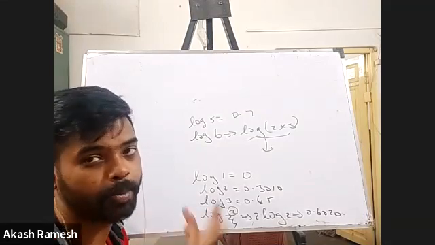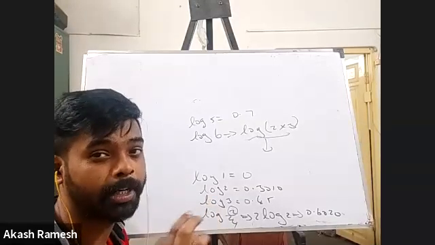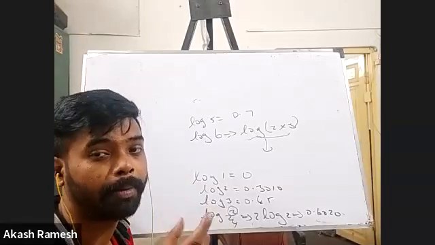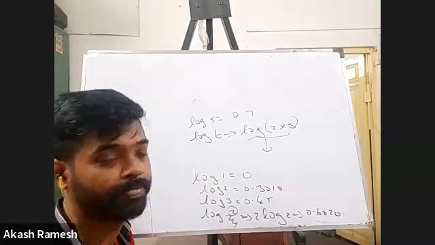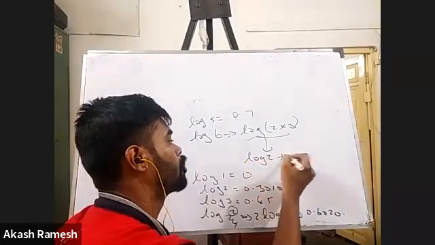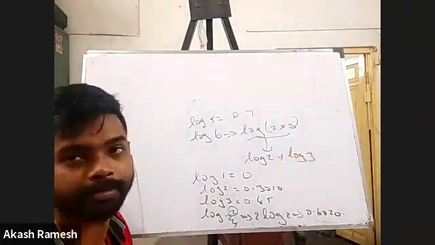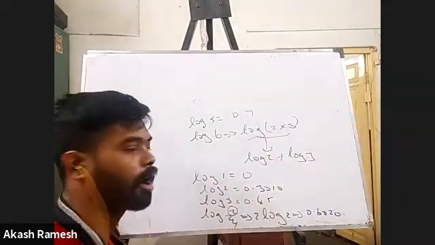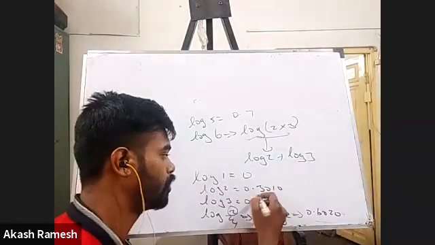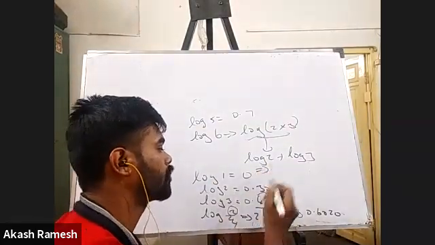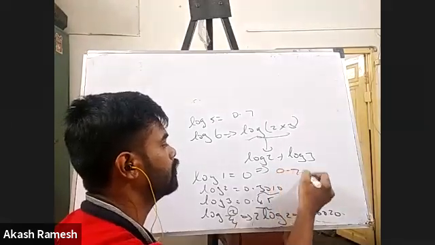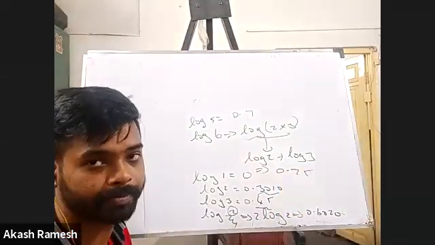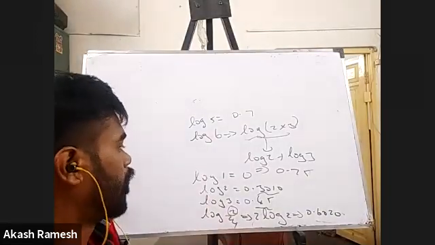Log of A into B can be written as log A plus log B. Multiplication will become addition, division will become subtraction, right? So log 6 is log of 2 into 3, which can be written as log 2 plus log 3. Again, I know these values, so approximately it is going to be around 0.75. Okay, so that's my log 6.